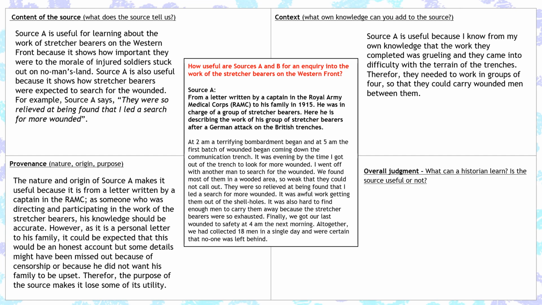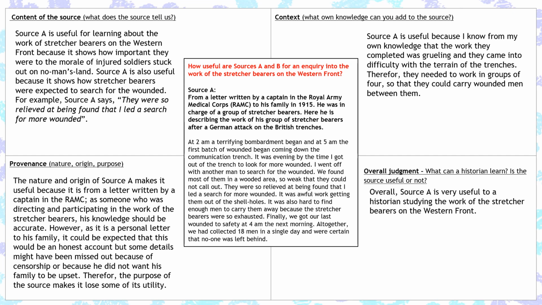Finally, for my overall judgment, I'm keeping it nice and brief, and I'm going to sum up overall to what extent I think that this source is useful. Overall, source A is very useful to a historian studying the work of stretcher bearers on the Western Front. Now, you might like to go into a little bit more detail in your overall judgment, but just for the sake of this model answer, I haven't gone into too much detail. I've just kept it quite brief.